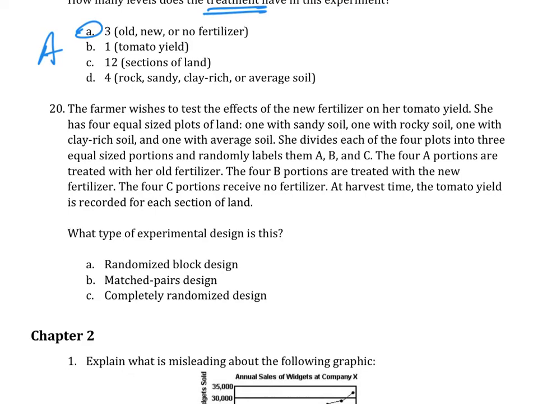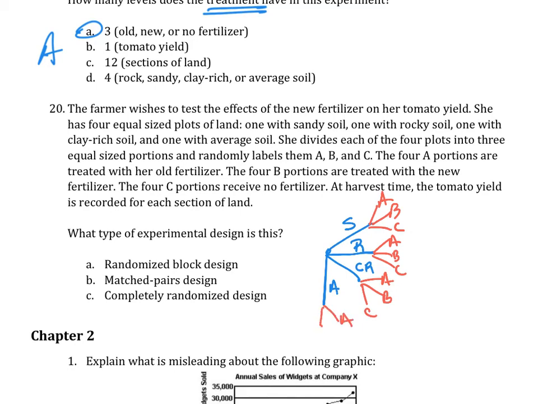So let's kind of diagram what they did here. So we have our different soil. We have the sandy soil, we have the rocky soil, we have clay-rich, and we have average. And then within each of these soils, we split it up into A, B, and C. So sandy has an A, B, and C. Rocky has the A, B, and C. Clay-rich has A, B, and C. And the average has A, B, and C. And then within each of those types of soils, all 3 of the treatments, the old fertilizer, new fertilizer, no fertilizer, were randomly assigned to those A's, B's, and C's.